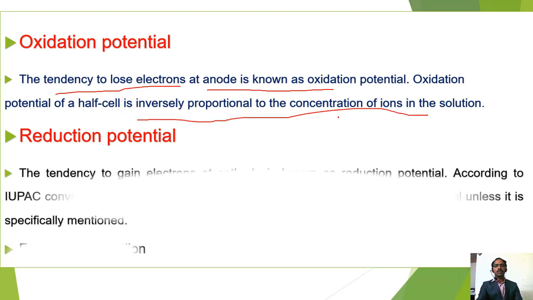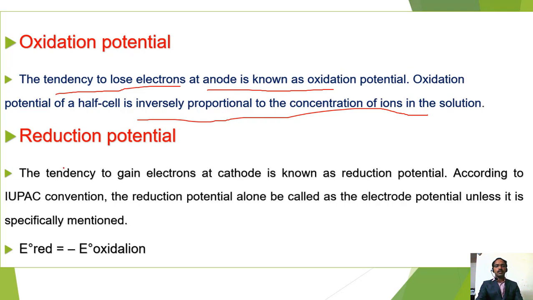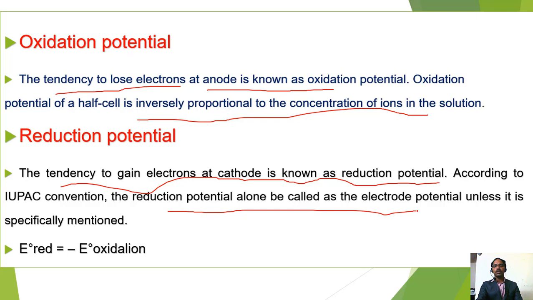Next, reduction potential. The tendency to gain electrons at the cathode is known as reduction potential. According to the IUPAC convention, the reduction potential alone is called the electrode potential unless it is specifically mentioned. This second point is important. Wherever the electrode potential value is given, we have to consider that value as reduction potential only, unless they mention that it is oxidation potential.